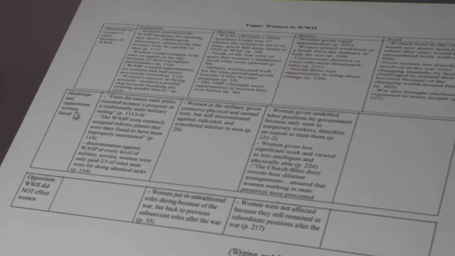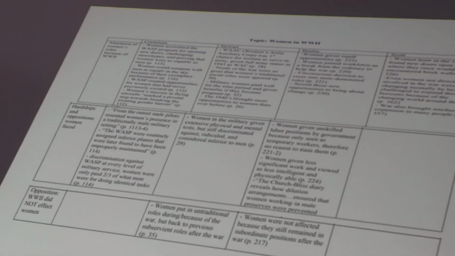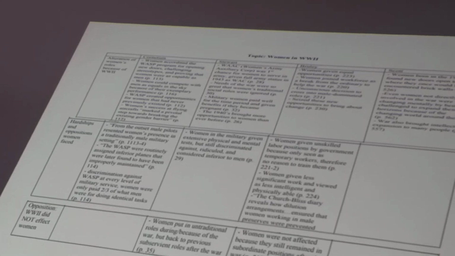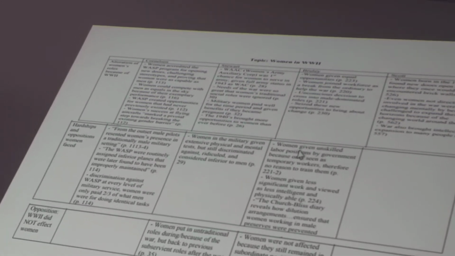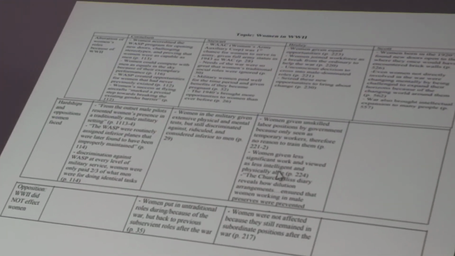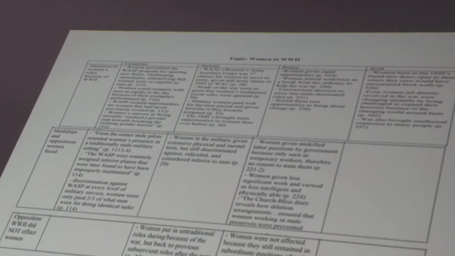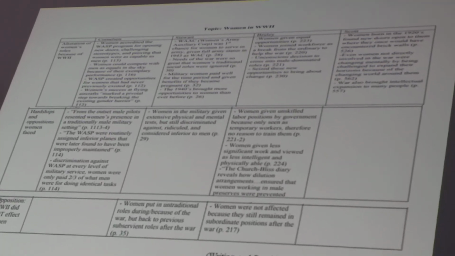with evidence from scholarship. So as you can see here, when it comes to hardships and oppositions that women faced during the Second World War, Scott didn't give any account for that, while, for example, Brulé says women were not given skilled labor positions by the government because they were only seen as temporary workers. Therefore, there was no reason to train them. And of course, here you've got even the page number.